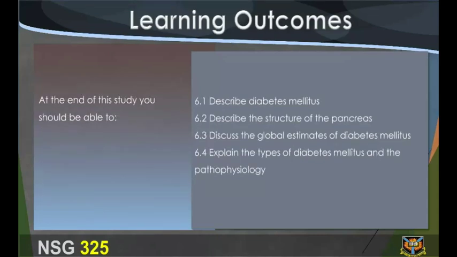Learning outcomes. At the end of the study, you should be able to describe diabetes mellitus, describe the structure of the pancreas, discuss the global estimate of diabetes mellitus, explain the types of diabetes mellitus and the pathophysiology.